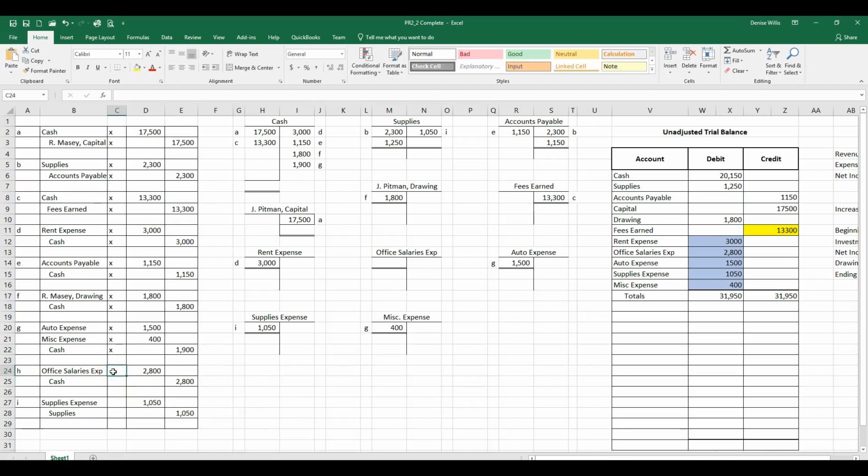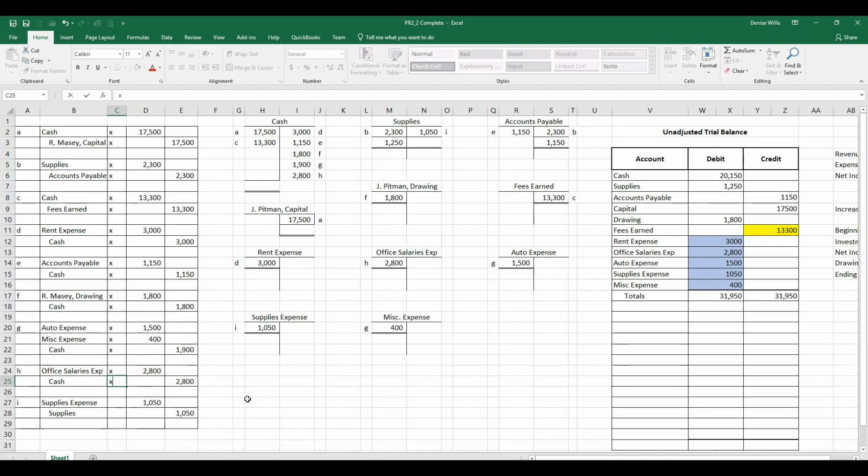My next line is office salaries expense. I need a $2,800 debit to office salaries expense. So I'm going to put it in there, and this is from transaction F, excuse me, not F, H. I put my H there, and I mark it as posted. Cash now needs a $2,800 credit. Put my $2,800 credit in place, and I'm going to put the letter H to tie it to the transaction. Put an X here to show that I've posted it.